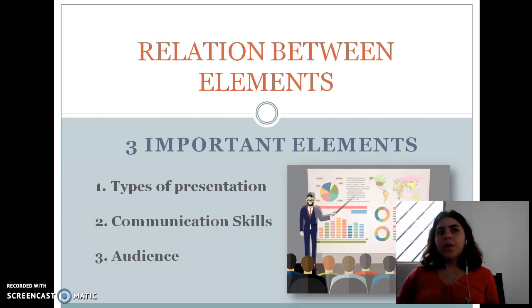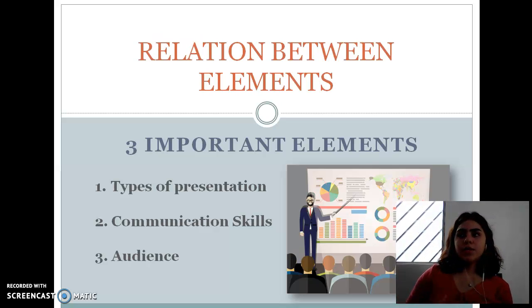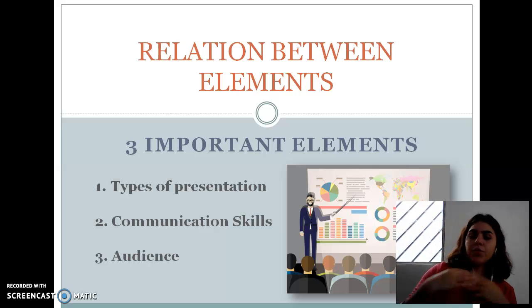Okay, the first part I'd like to explain is the relationship that some elements have, but I'm going to talk about 3 very important ones. The types of presentation, communication skills, and the audience. These 3 are very important for a presenter to have a good presentation or to transmit a message.